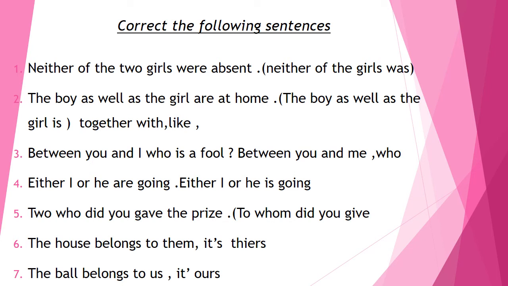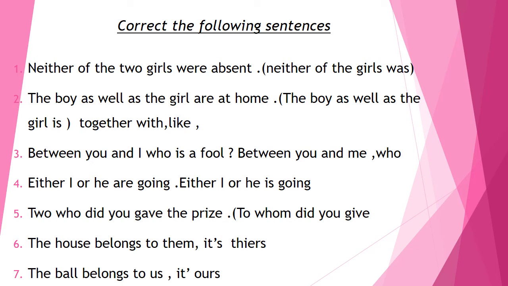Number 2, the boy as well as the girl are at home. The same as what we have done in number 1, class 5. We say, the boy as well as the girl is at home. Don't say are at home, but we say is at home to respond to a singular phrase, as well as. So as well as, together with, like, takes a singular verb. That is why we are using is. The boy as well as the girl is at home.